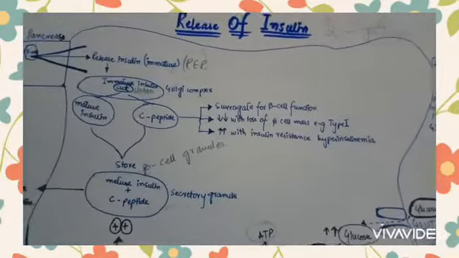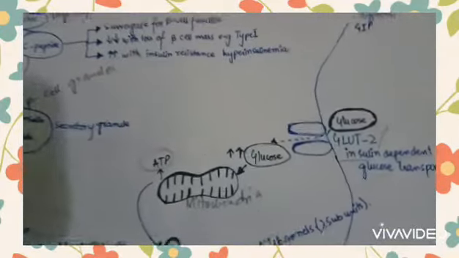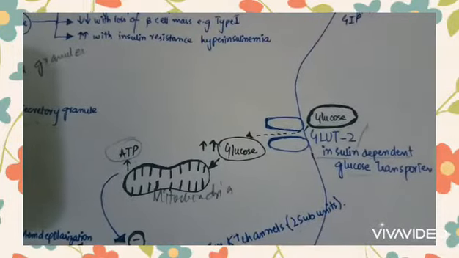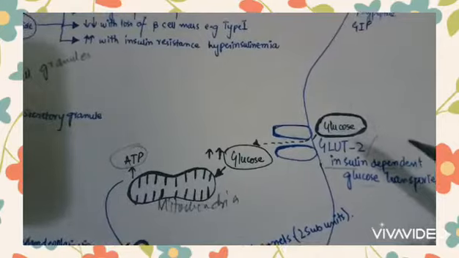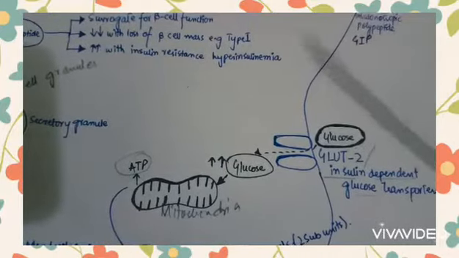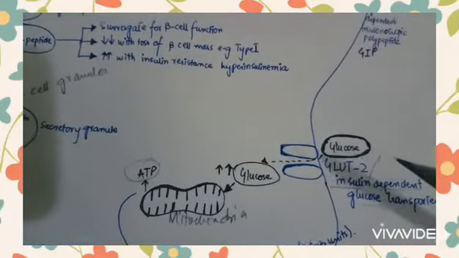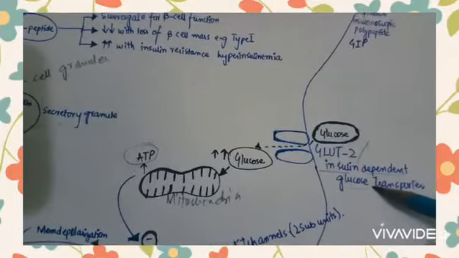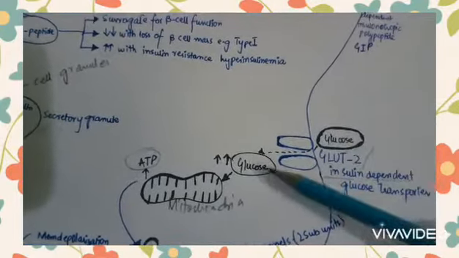Then come to the topic, how is insulin released. The main stimulus for the release of insulin is glucose itself. As the level of glucose increases in the blood, this glucose will enter into the beta cells of the pancreas with the help of GLUT2 receptors, also known as the insulin independent glucose transporter. Then this glucose will go into the cell.